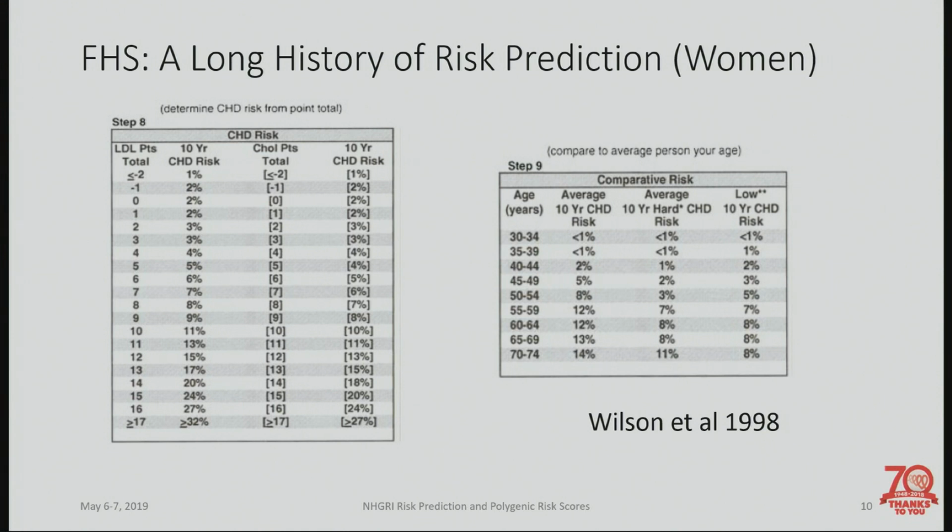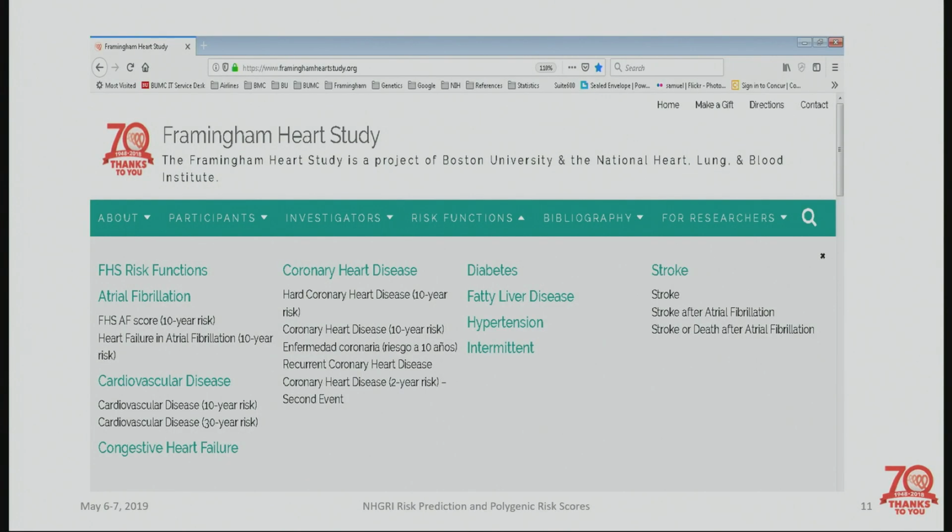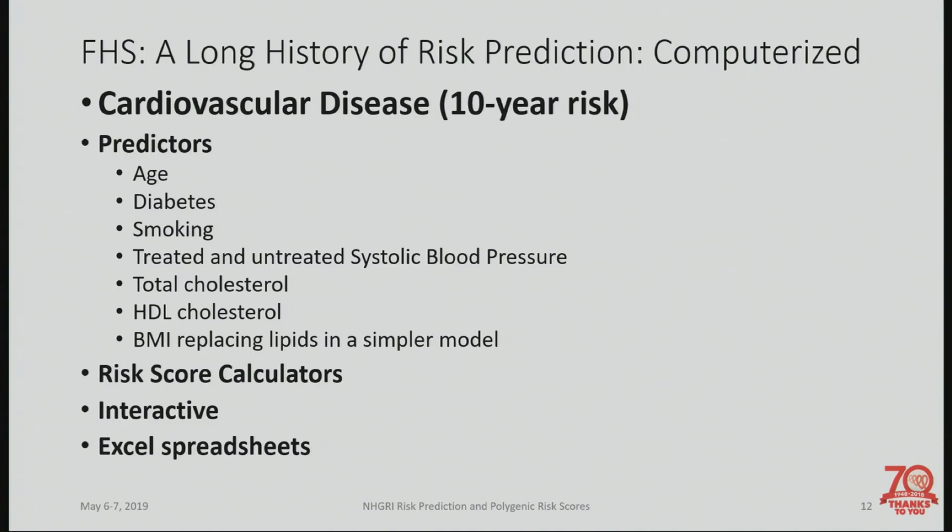So that was the Wilson paper, and this is sort of the way the point system worked. Coming back to the web page, the Framingham Heart Study, they also have, it's the same web page we were looking at a minute ago, but some of these are actually computerized.